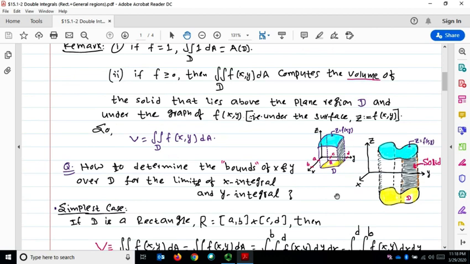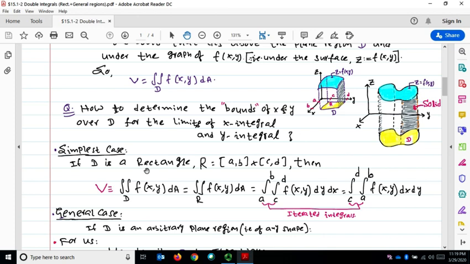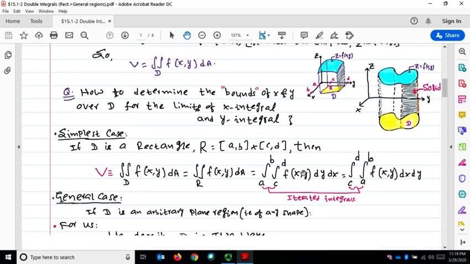Okay, so the question at this time is how to compute the limits for the x and y integrals in our double integrals, so that we can evaluate them. The simplest case is if D happens to be a nice rectangular region given by [a,b] cross [c,d]. Then the double integral can be computed easily, either first with respect to y and then x, or first with respect to x and then y, with corresponding limits. These two integrals are called iterated integrals.